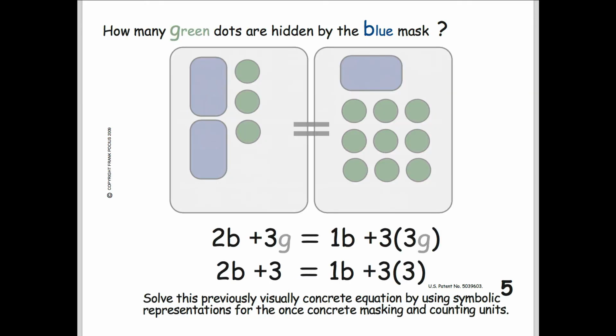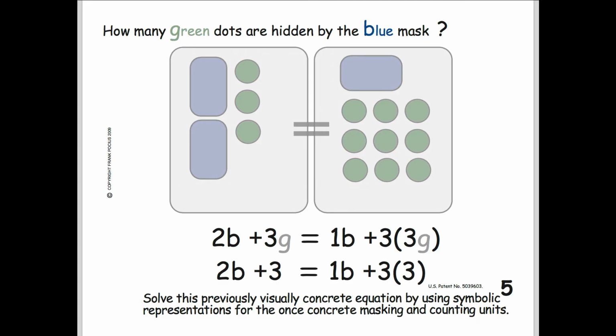Now solve this previously visually concrete equation by using symbolic representations for the once concrete masking and counting units. Typically, when an equation is expressed notationally, only the terms indicating the masking unit are identified with a unique letter. The letter that would normally identify the counting unit in the terms of the equation is typically omitted, since the counting unit is always only equal to itself and does not hide or cloak any other unit.